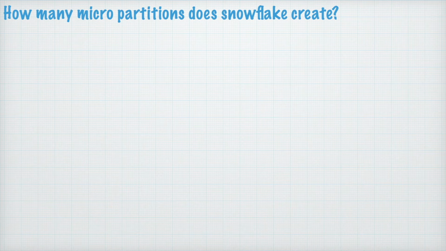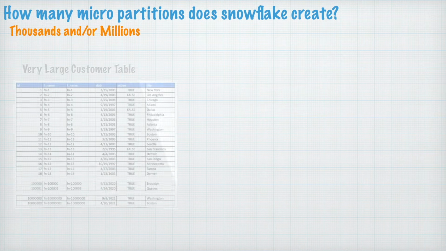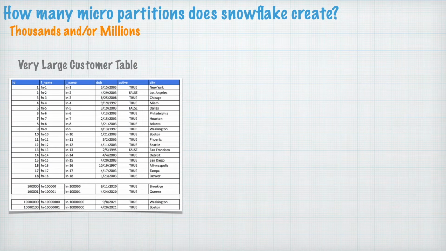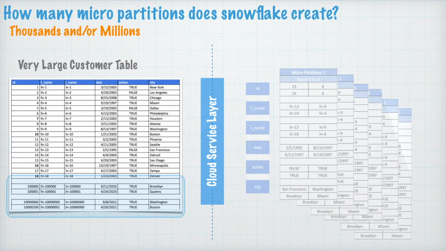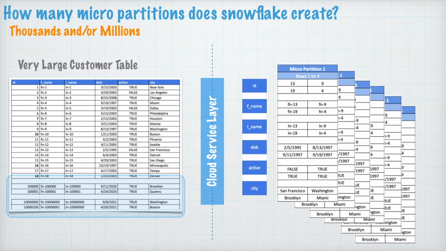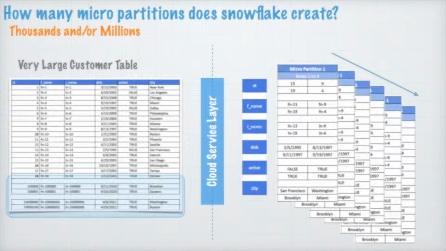The next question we can have is, how many micropartitions does Snowflake create? The answer is thousands or millions for a very large table. If we take the same customer table example and assume that it has terabytes of data, then Snowflake may create thousands or millions of micropartitions. For every new arrival of a data chunk, it does not modify the old micropartitions as they are all immutable, and hence it adds more and more micropartitions as new data arrives.